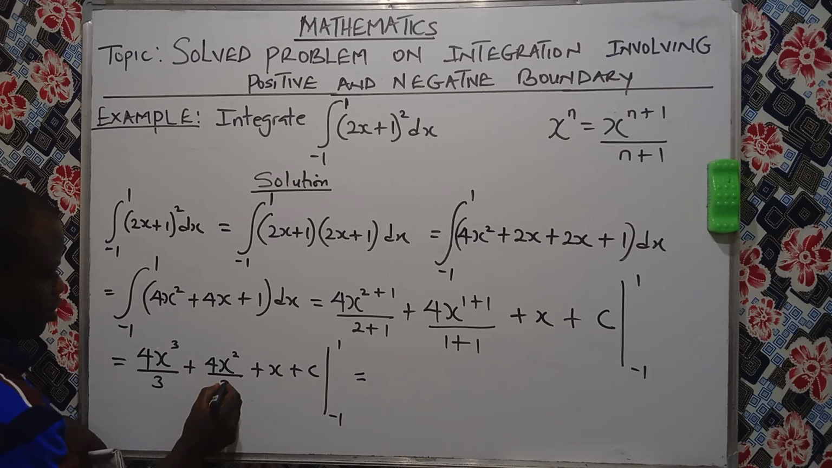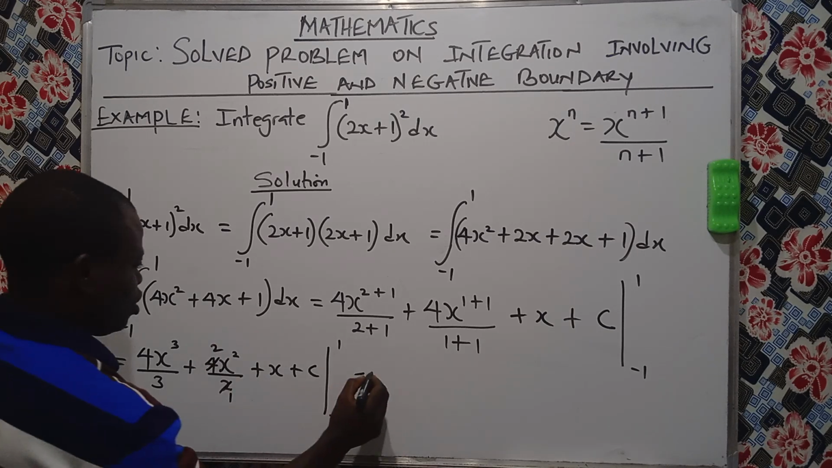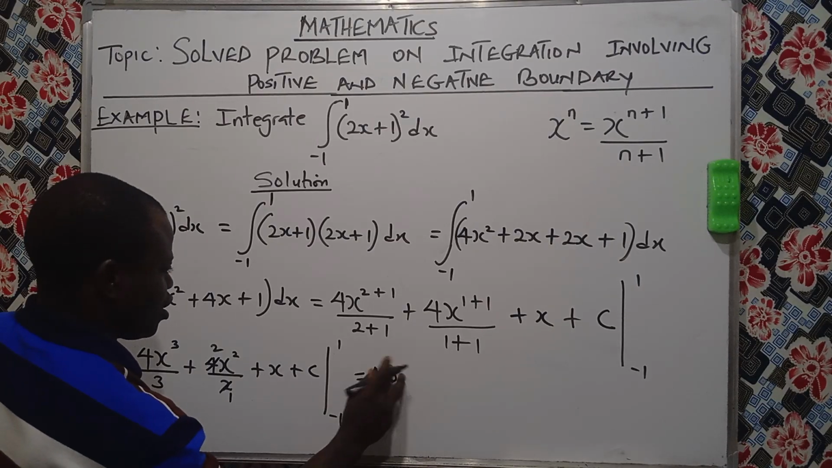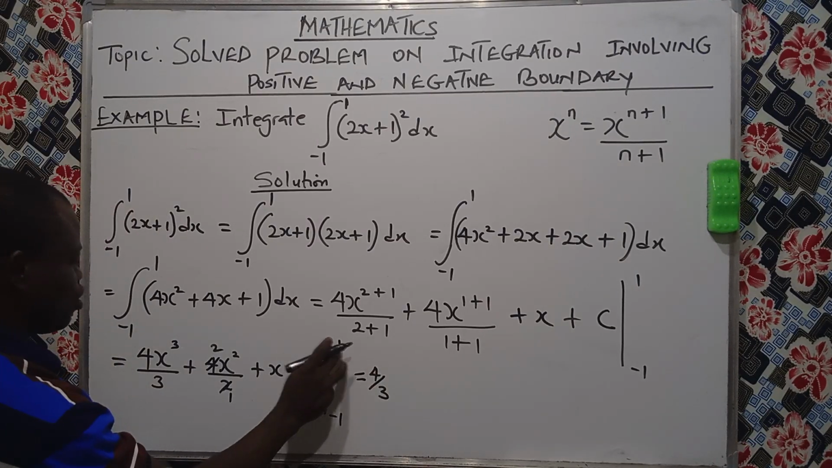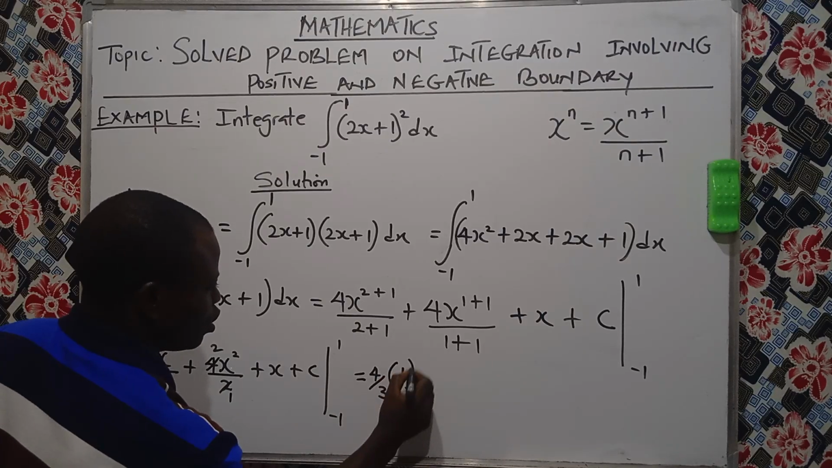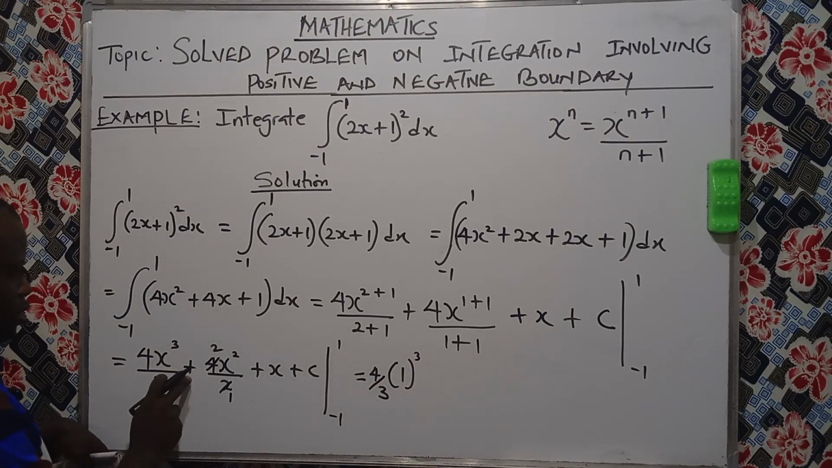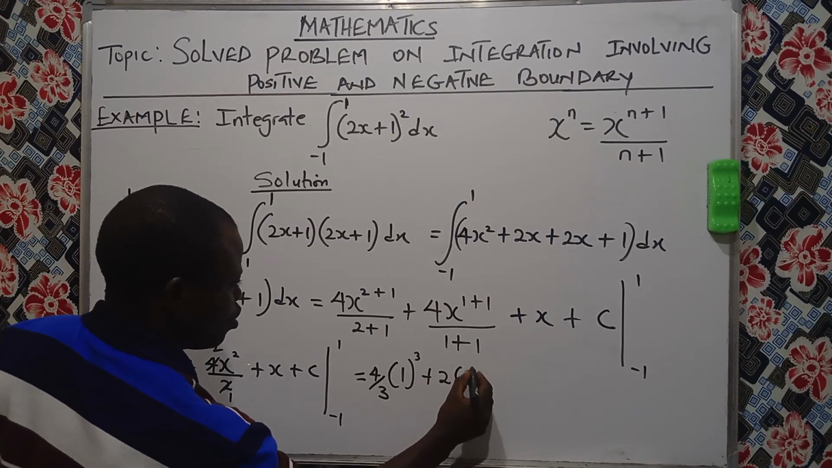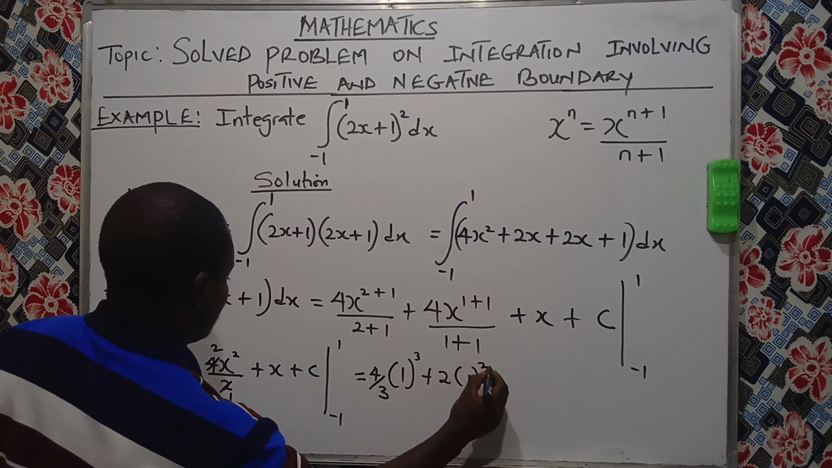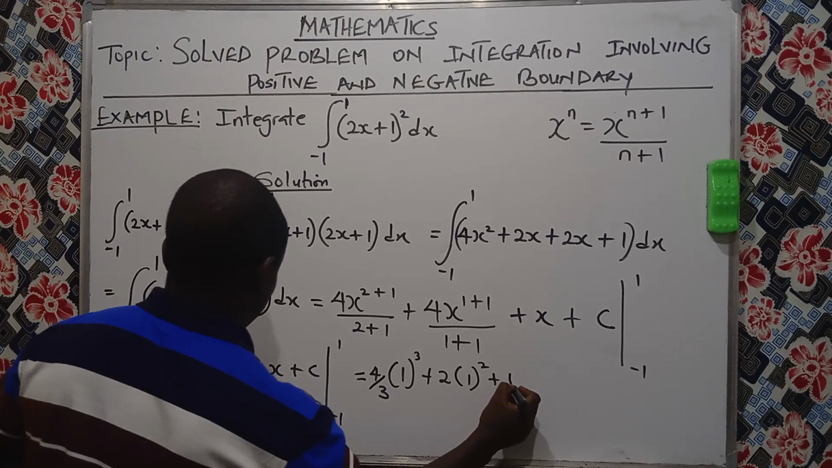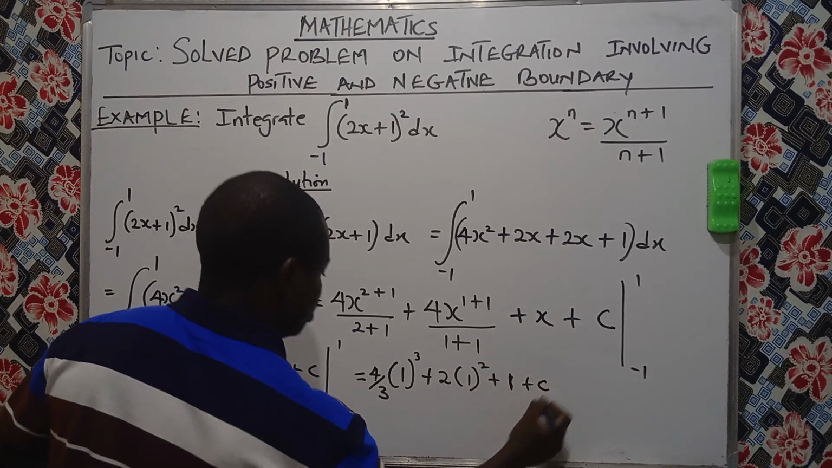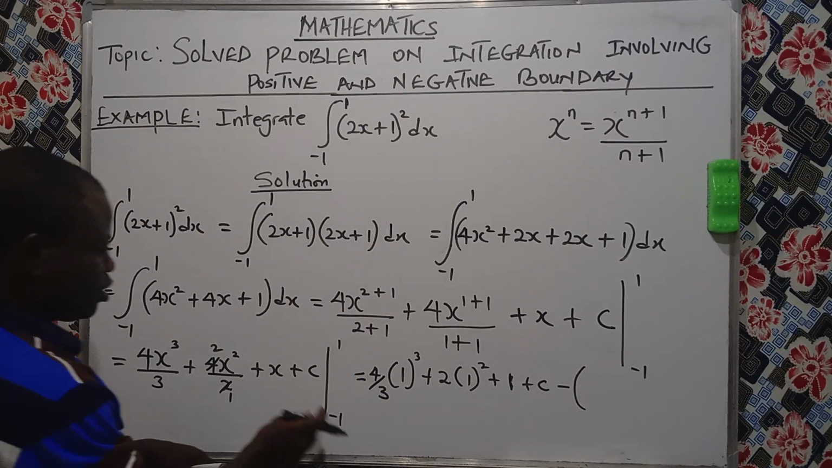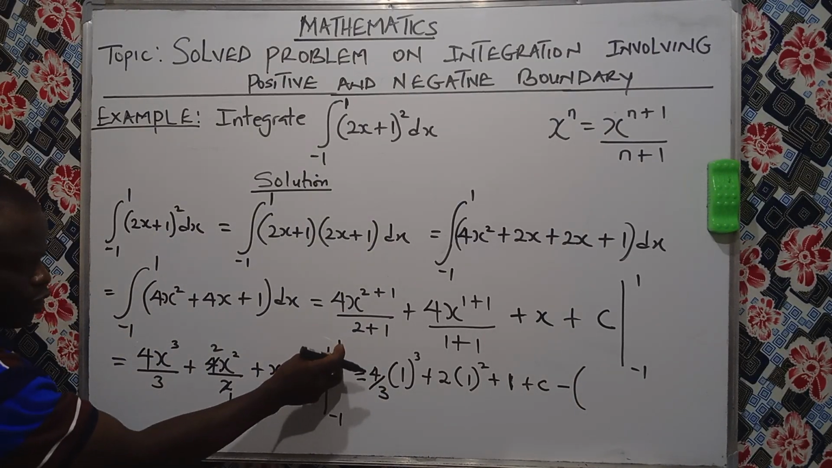Don't forget that this one will be 2 here, 1, and 2 here, 2. You now have 4 over 3. Instead of writing x, you put 1 into x: 1 raised to power 3. The next one is plus 2, open bracket, 1 squared, plus 1, plus c, minus, open bracket, and repeat the same thing for -1. We have finished with 1.